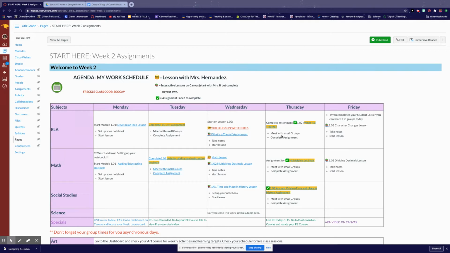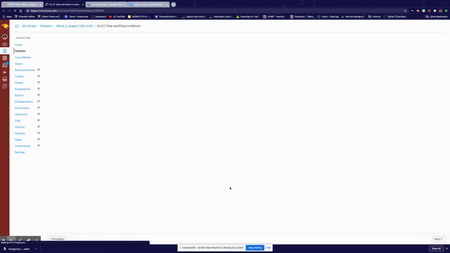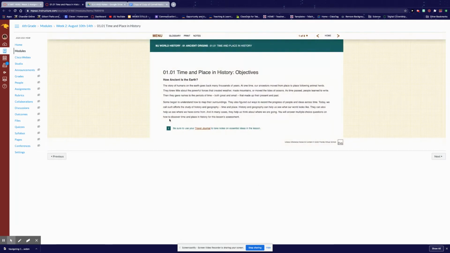So I know we read through a couple of different things, but one of them I royally messed up and forgot that there is more underneath it. So I'm going to have you click on time and place in history. And the first page tells us the story of humans on Earth. We read this one in class.